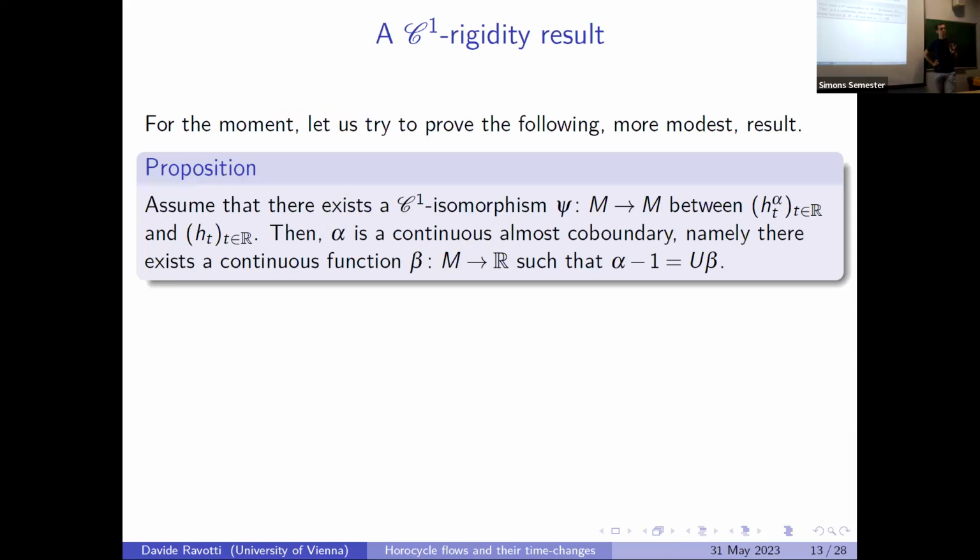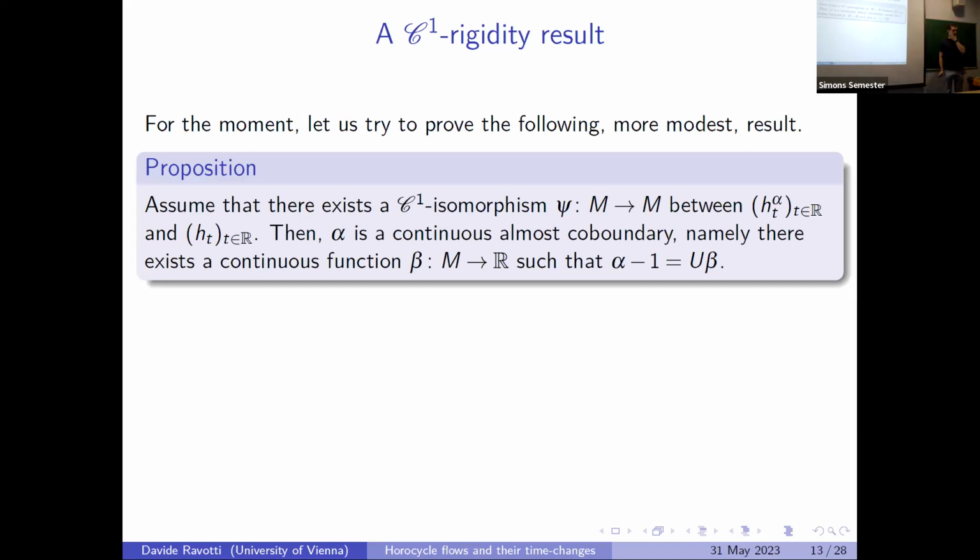So assume that the time change and the unperturbed flow are C1 isomorphic. Imagine that there is a C1 isomorphism between these flows. Then the function that induces the time change is a continuous Moscow boundary, so that you can actually write alpha minus one as the derivative of some other function, beta, in the direction of your horocycle flow.